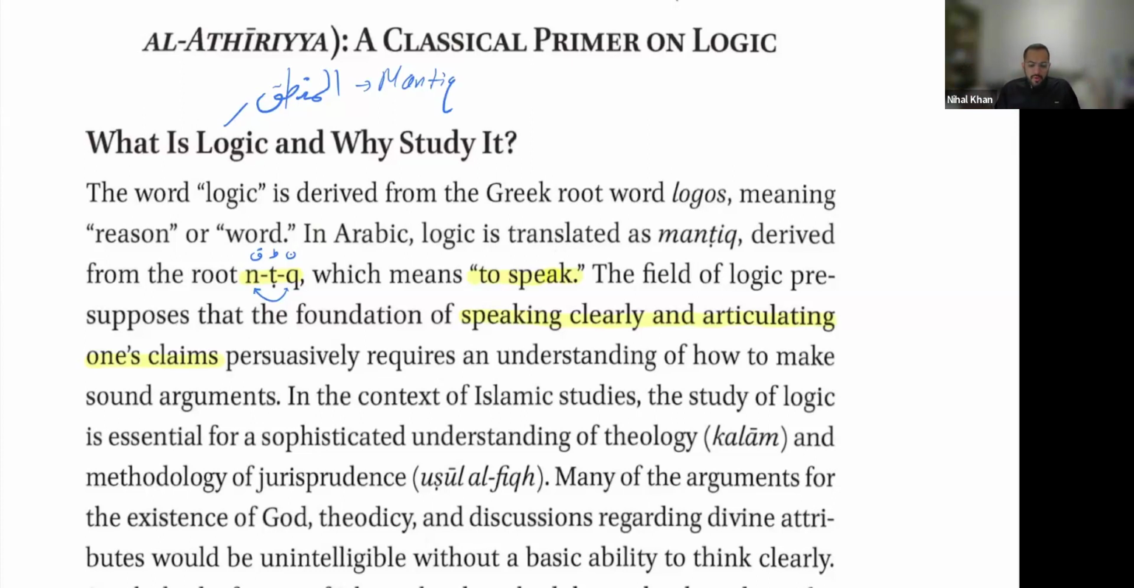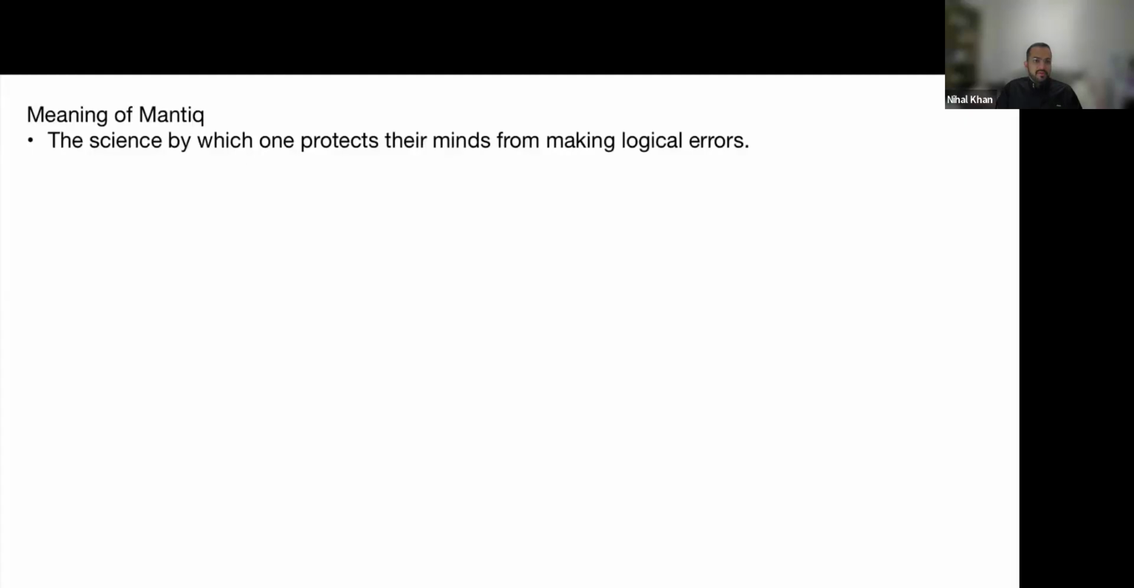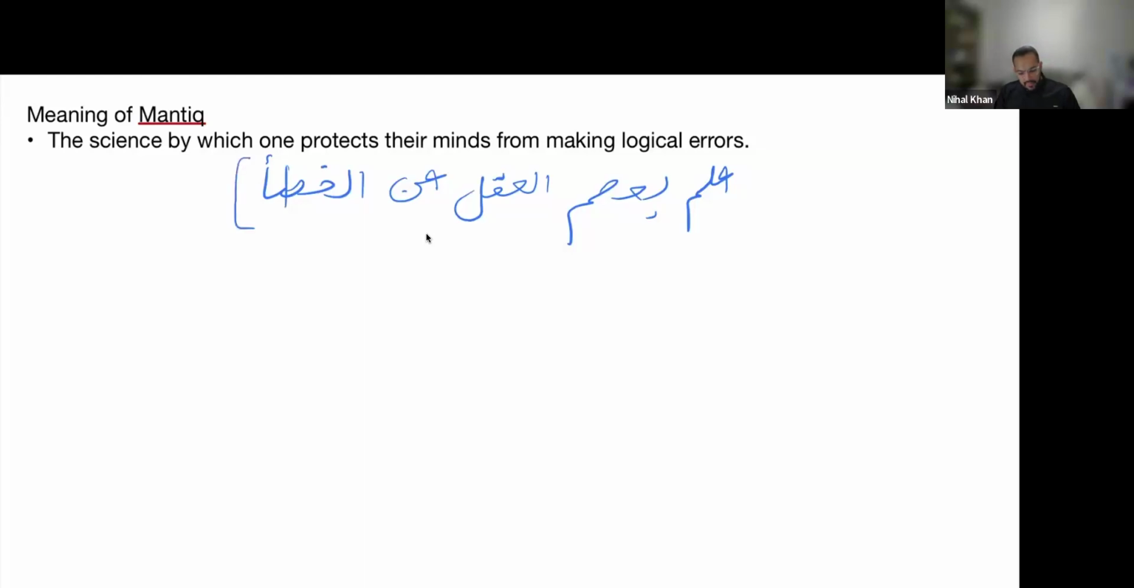Okay? So if we were to ascribe a definition to mantiq, I would say the following: it is the science by which one protects their mind from making logical errors. In Arabic, if you want to know, it would be ilmun yu'sam al-aql an al-khata. Probably ism being the fa'il would be better: ilmun ya'sim al-aqla an al-khata. Okay, so that's going to be the main working definition.